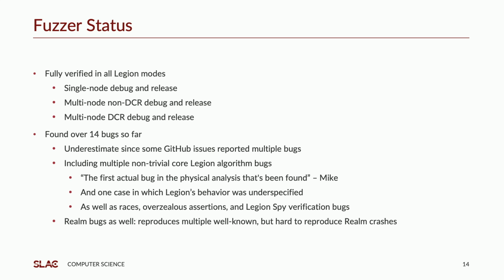And we found another case where the Legion behavior was actually underspecified, and we had a whole series of meetings to figure out, wait, what do we even do in this case? So that was good. That was showing that we were exploring a different part of the application space versus what had been organically encountered by users. And of course, a whole slew of races and overzealous assertions and Legion Spy verification bugs and all sorts of things. In addition to Realm bugs, which, by the way, the Realm team, guys, really get on that because those are all the crashes that remain at this point. So whenever I look at the output of the fuzzer, I'm staring at Realm crashes.